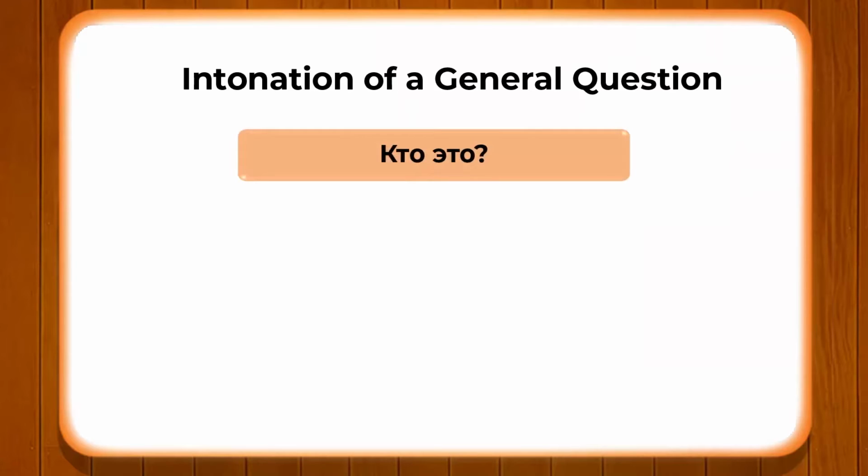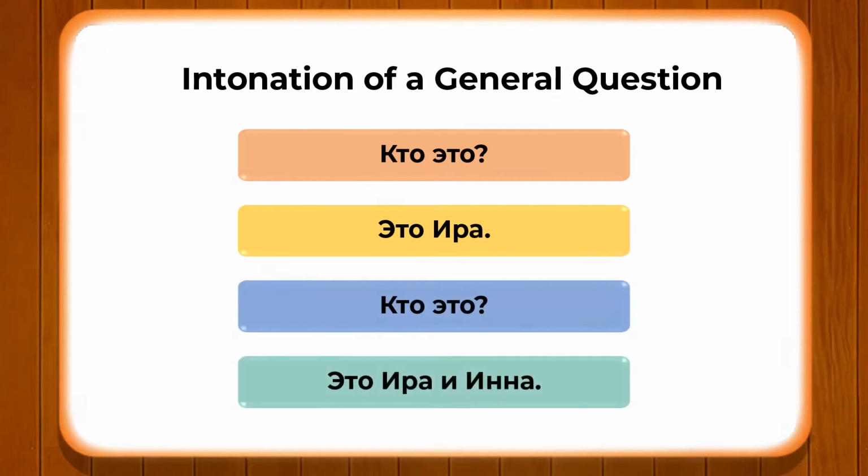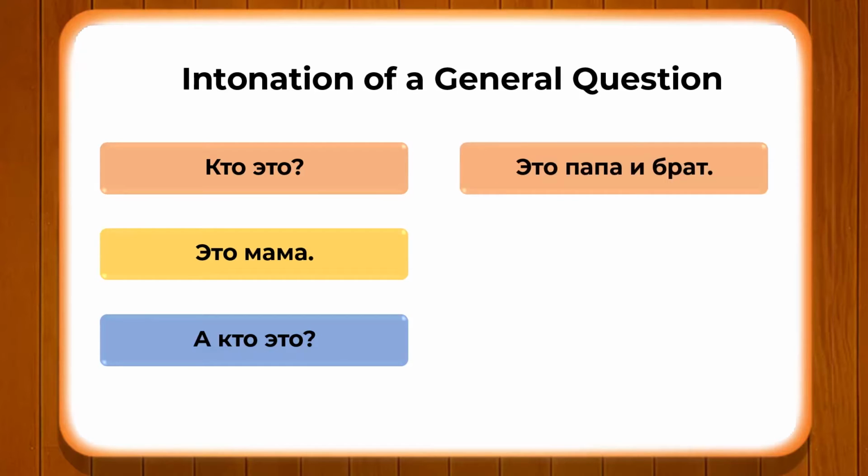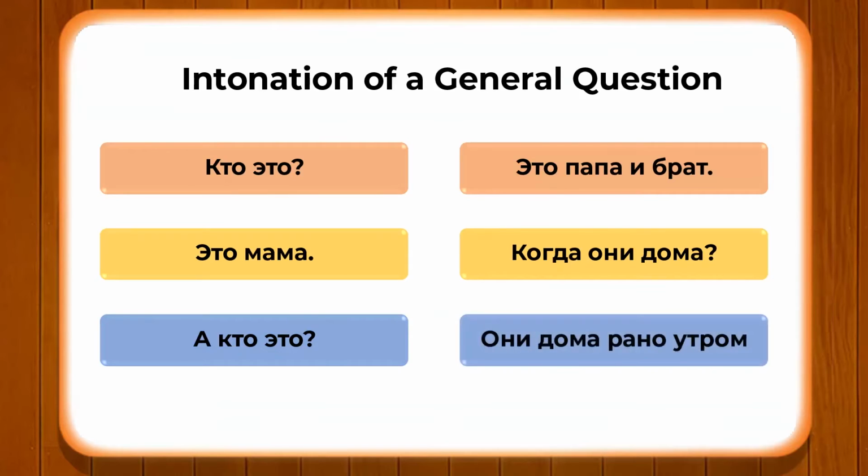Here we have kto eta, who is this? Eta Ira, this is Ira. Ira is a very popular Russian name for females. Kto eta, eta Ira i Inna. Ira and Inna both are very popular Russian names for females. Alright, let's look at these new examples. Kto eta, who is this? Eta mama. And when we say "and who is this", first we say who is this, then the second question we can ask, and who is this? Then we have eta papa i brat, this is father, or dad, and brother. Likewise we have kogda ani doma, when are they at home? Ani doma rano utrom, they are at home early in the morning.